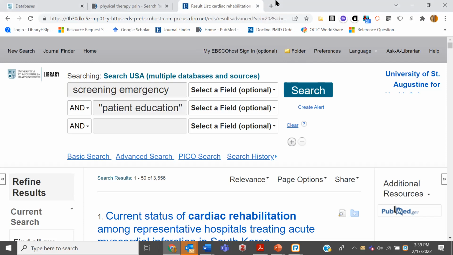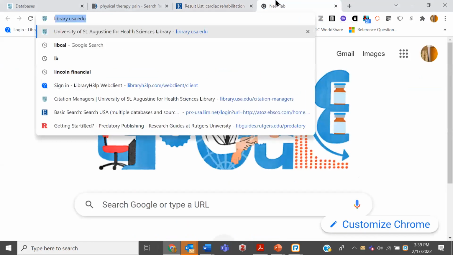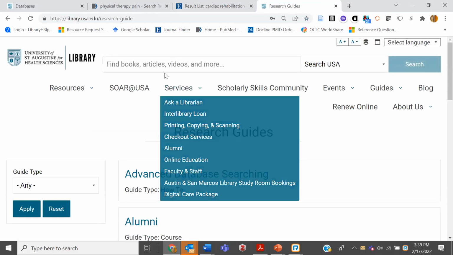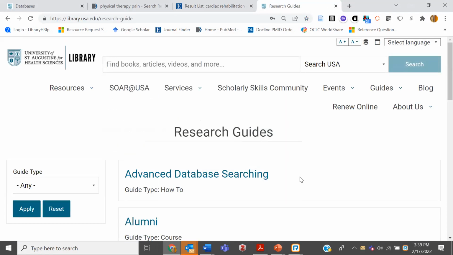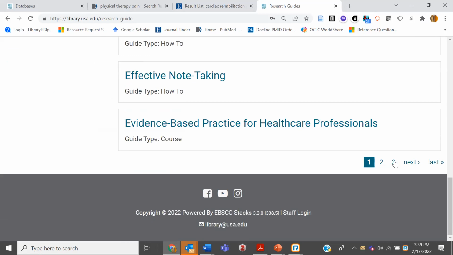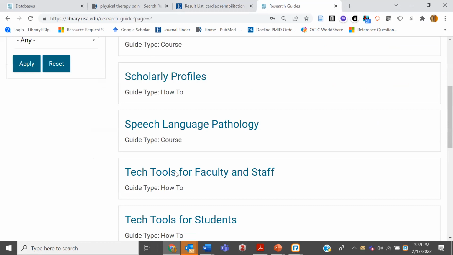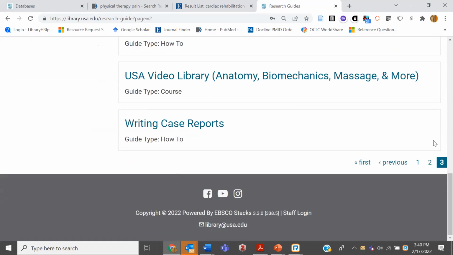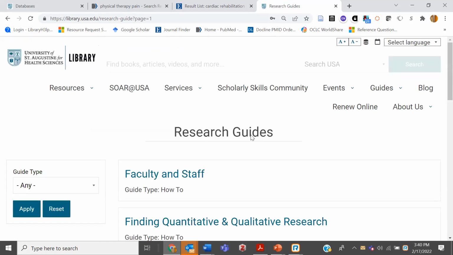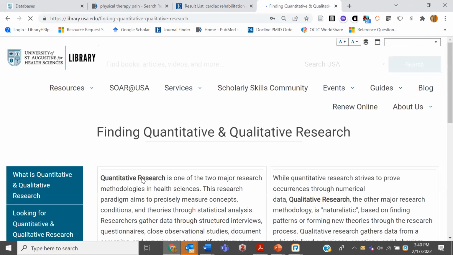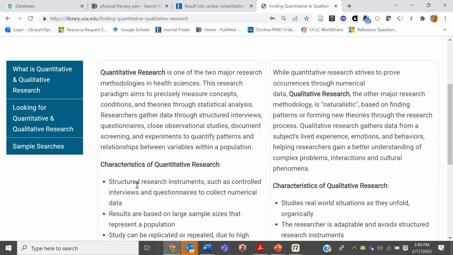I will point you to a library guide. From the library's website, we have these research guides, A to Z, and we do have some in here on qualitative and quantitative research. And I think the best way to, where is that? Finding qualitative and quantitative research. So we do have this research guide in here. I think Ryan Gaylor put this together.